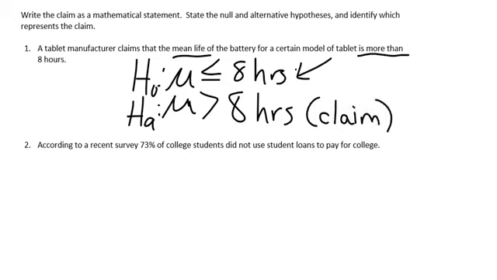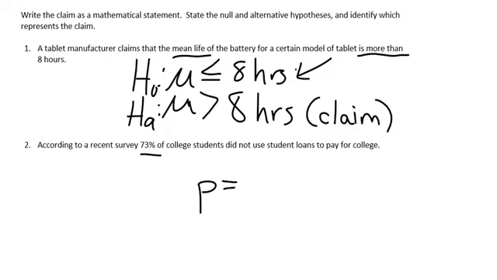Okay, now let's look at the second one. According to a recent survey, 73% of college students did not use student loans to pay for college. So let's look again for the key phrases. We're looking at 73%, so this means we're looking at a proportion. And it's not giving me any clues as to is more than, less than, at least. It's just saying 73% of the college students did not use student loans. It's a finite number. They're saying they either did or did not use student loans.